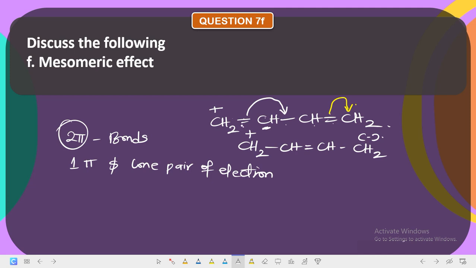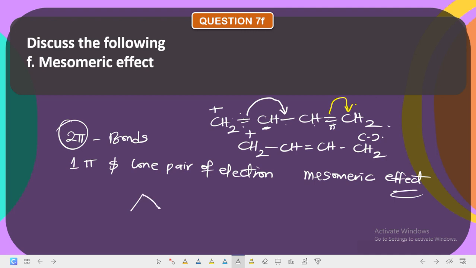This interaction between these two pi bonds, of course we know that wherever we have a double bond, one of the bonds is a pi and the other one is sigma. So there's a pi bond here, there's another pi bond here. So the interaction between these two pi bonds is what is called mesomeric effect. Okay? So that is for mesomeric effect.